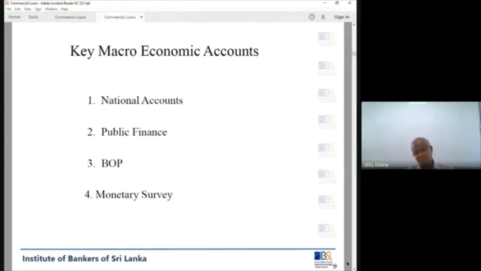This is the answer: national accounts, public finance or the government budget, balance of payment, monetary survey. Sometimes they have written inflation, unemployment, the government budget, national accounts, growth rate. Various names are given. So even if you write this, the national accounts, public finance, BOP, these are the accounts. Within that account, you have the indicators. National account, GDP is the indicator in relation to national account.